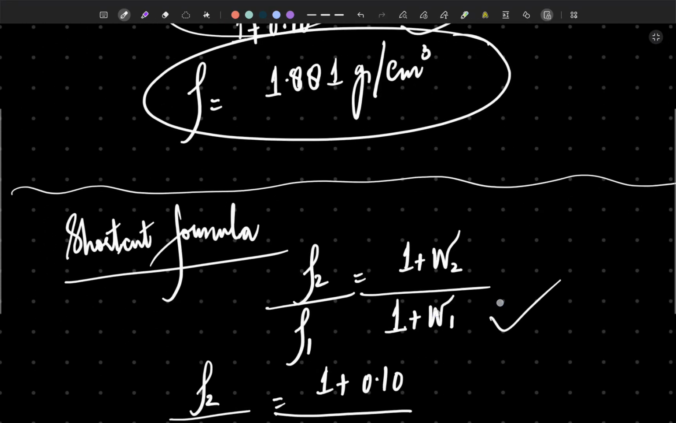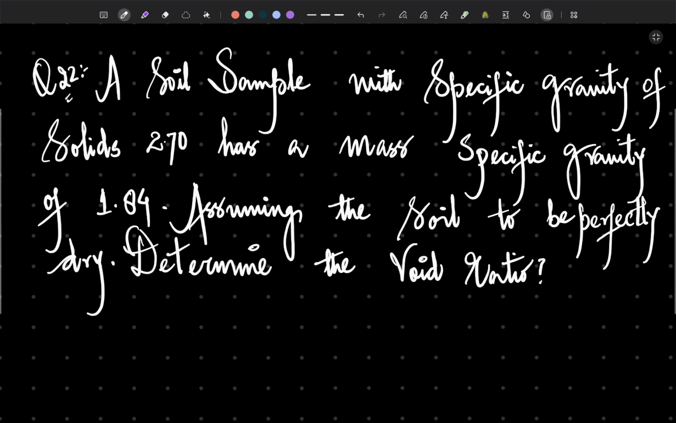Moving on. The next question: a soil sample with specific gravity of solids 2.70 has a mass specific gravity of 1.84. Assuming the soil to be perfectly dry, determine the void ratio. Alright, so let's solve this. The question says a soil sample with this specific gravity of solids has a mass specific gravity of 1.84. Assuming the soil to be perfectly dry, determine the void ratio.